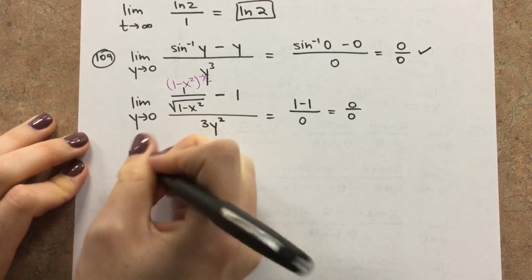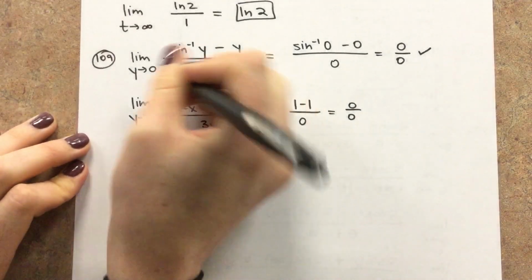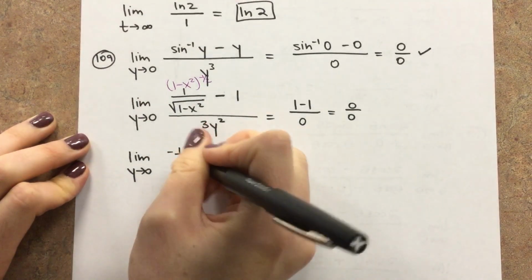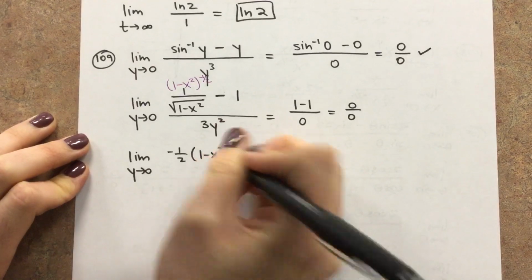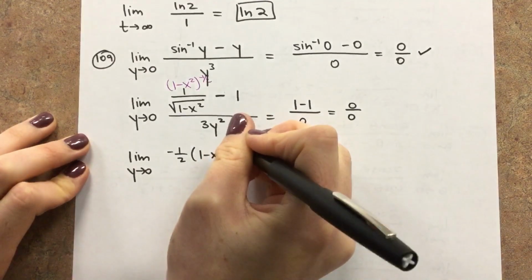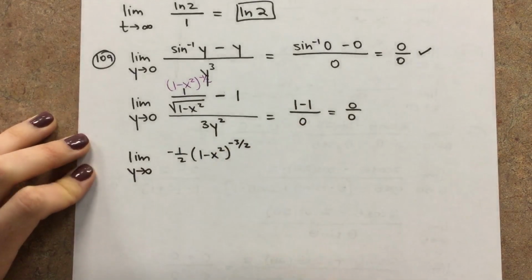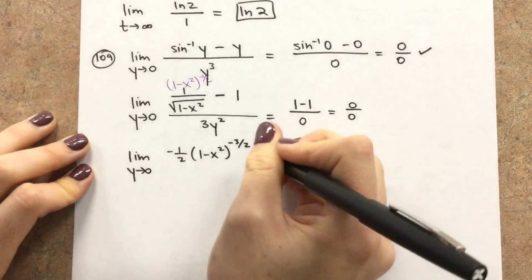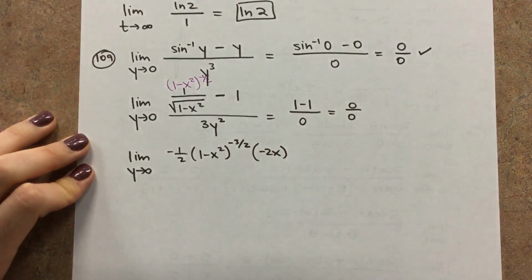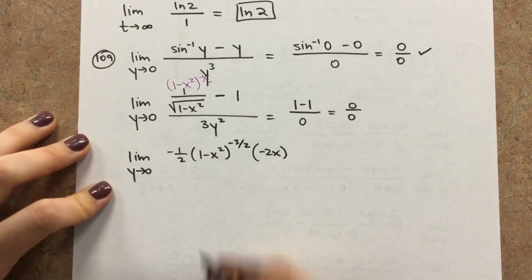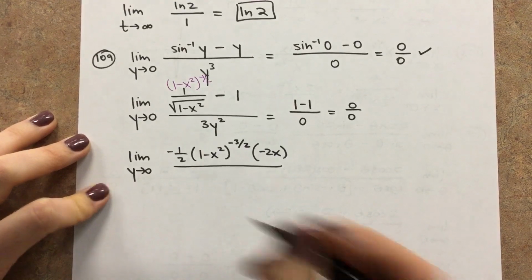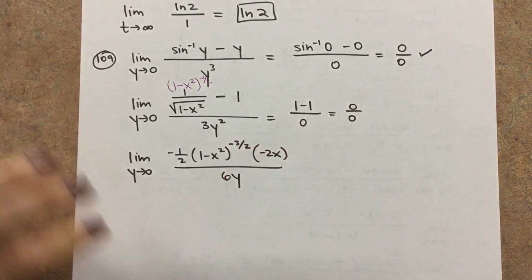So I can go through. When I take the derivative of this, it'll require a chain rule. So I can put the negative 1/2 out front. This stays on the inside. Power drops down to a negative 3/2, and then I multiply by the derivative of the inside, because I'm doing a chain rule, so this would be a negative 2x. And then 1 doesn't have a derivative. So in the denominator, the derivative of 3y squared would be 6y.